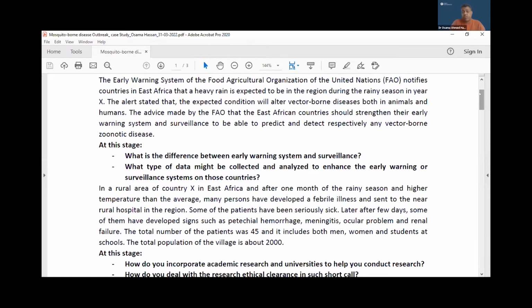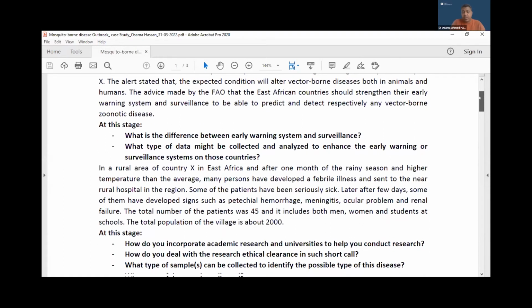In a rural area of country X in East Africa, after one month of the rainy season and higher temperature than the average, many persons have developed febrile illness and were sent to the nearby rural hospital in the region. Some of the patients have been seriously sick. Later, after a few days, some of them developed signs such as petechial hemorrhage, meningitis, ocular problems, and even renal failure.